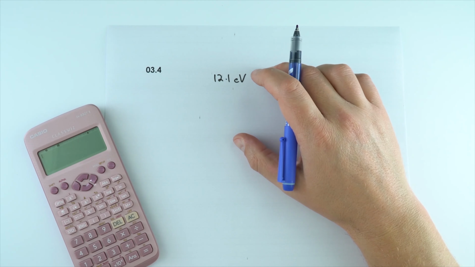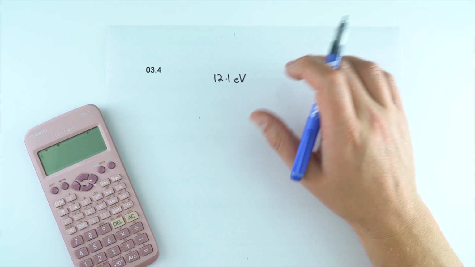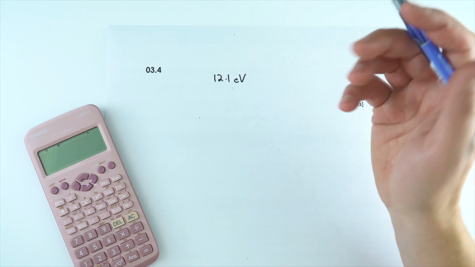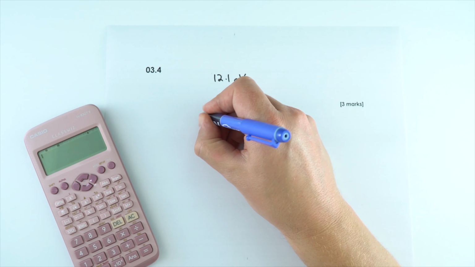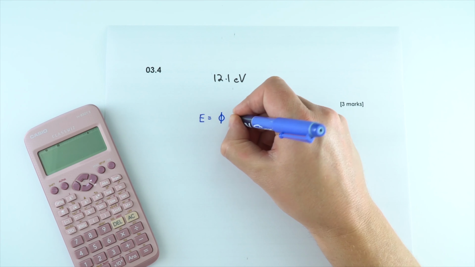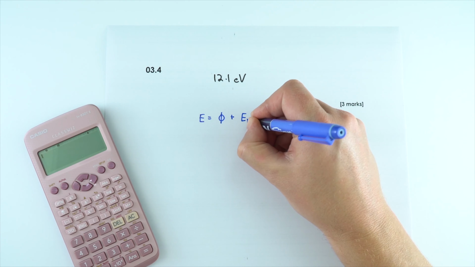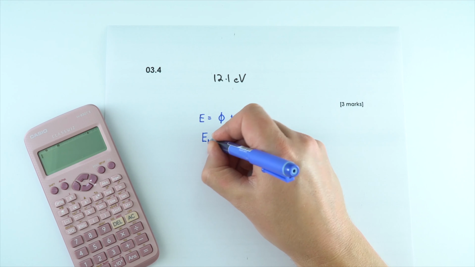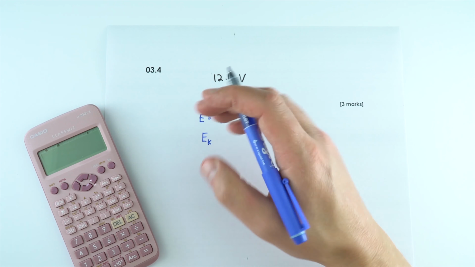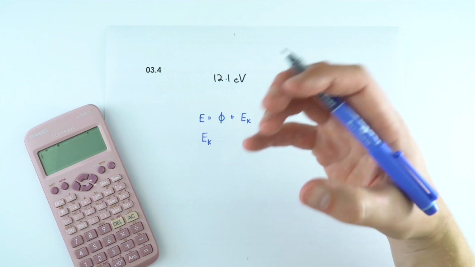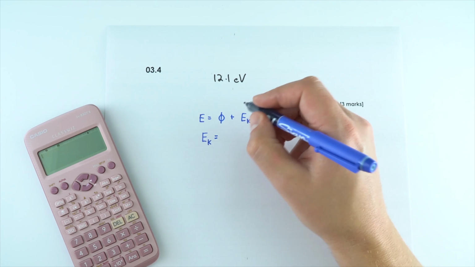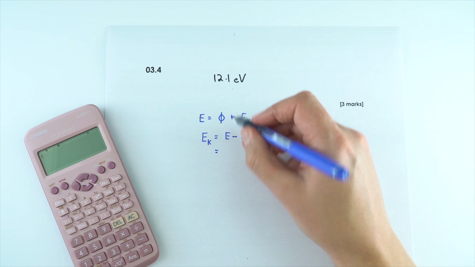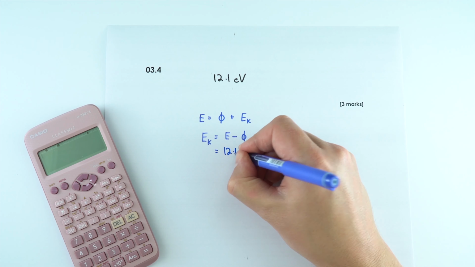Now, the last part of the question is quite similar to many other examples I've seen on previous past papers, but lots of students found it difficult because it was a two-step calculation. The first thing to remember is that the energy of the photons is equal to the work function plus the maximum kinetic energy. Therefore, we can rearrange this to say that the kinetic energy of the emitted electrons is equal to the energy of the photons take away the work function. And that's equal to this value here, which is 12.1 electron volts.